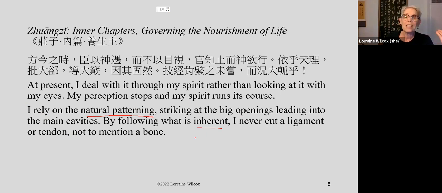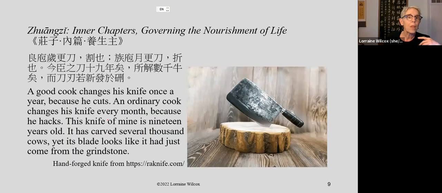And so he never actually is cutting things, even the soft tissue like ligament or tendon. He's never, of course, even trying to chop through a bone. And so a good cook has to change his knife once a year because he just hacks at it. And an ordinary cook changes his knife every month because he's just such a butcher. But this Chef Ding, his knife is 19 years old and it has carved through several thousand cows, yet it looks brand new, like it just came from the factory.